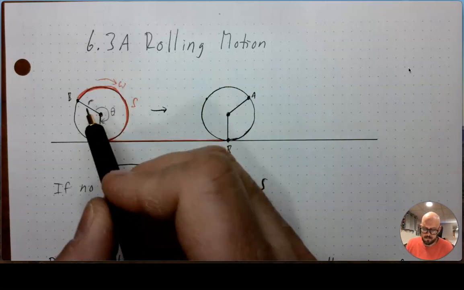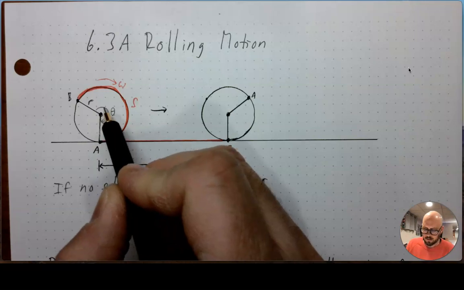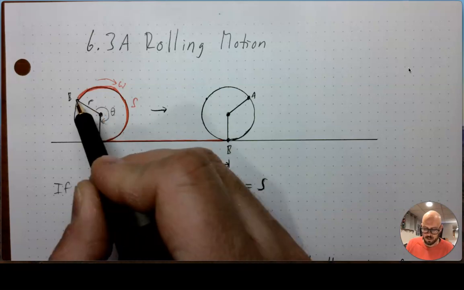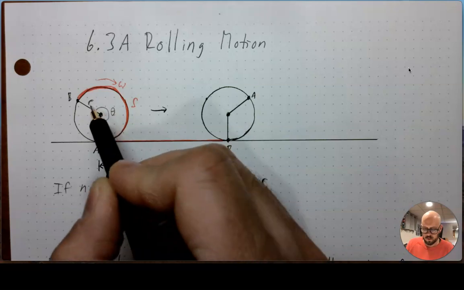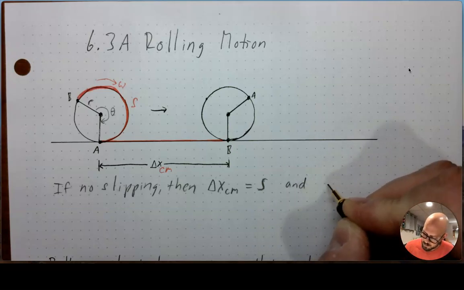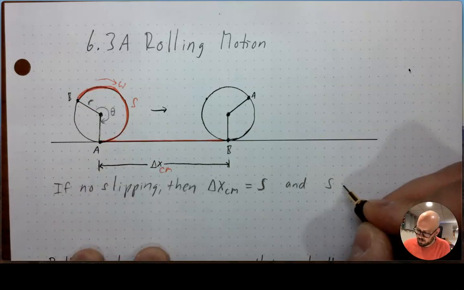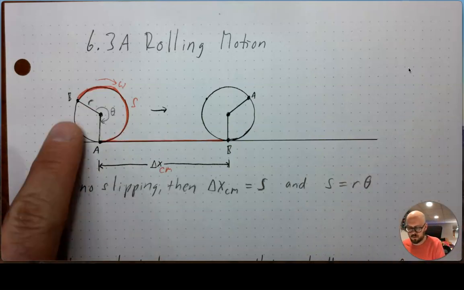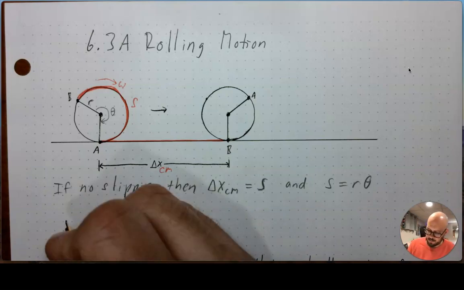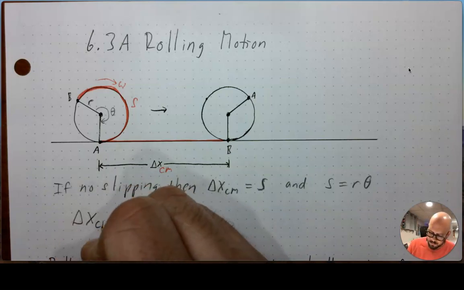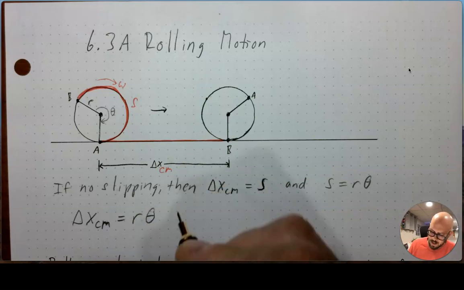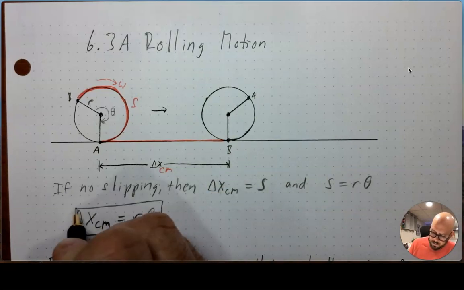We've studied circles before, and when we have an angular displacement of a point a certain distance away from the axis of rotation, the product of those two values is equal to that linear distance. So the arc length right here along the circle is equal to r theta, the radius times the angular displacement. If I put those together, I get the following relationship: delta x of the center of mass is equal to the radius of that wheel times the angular displacement of the wheel while it was getting displaced.